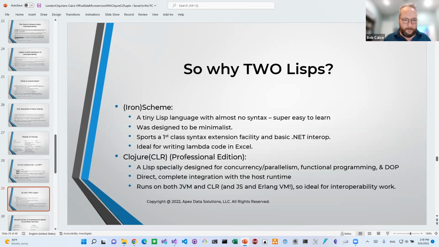And again, I already covered why two of them, so I'm not going to belabor that. I will emphasize a real important point that I'm working my way up to about Clojure, which is that it has an immense reach, right? You're not just talking about .NET or Java, you're also talking about JavaScript. And then there's even Erlang. There's an implementation of Clojure on Erlang.